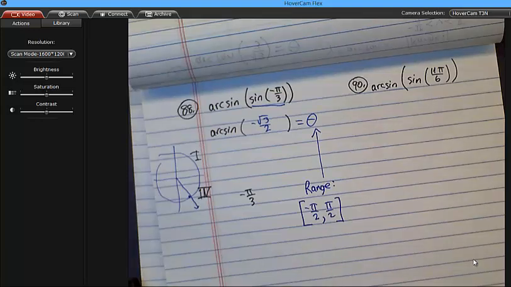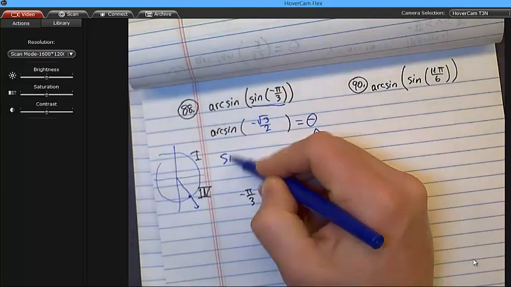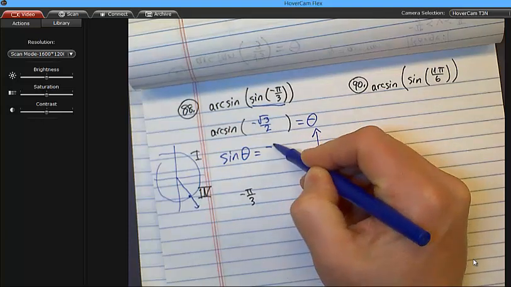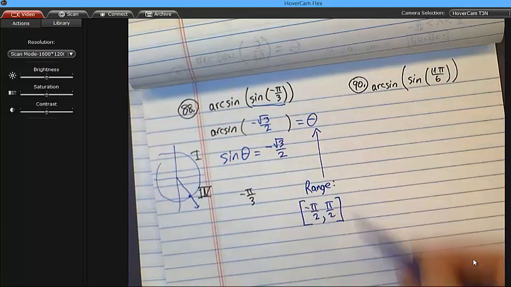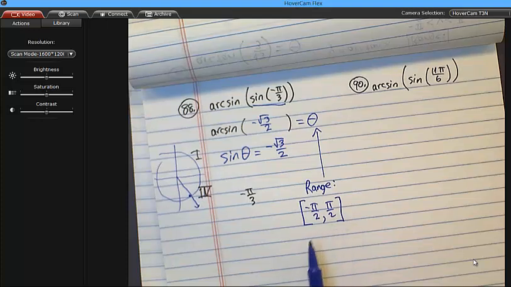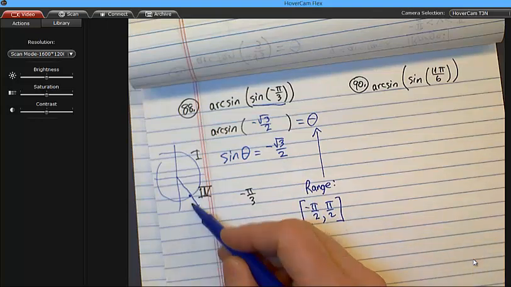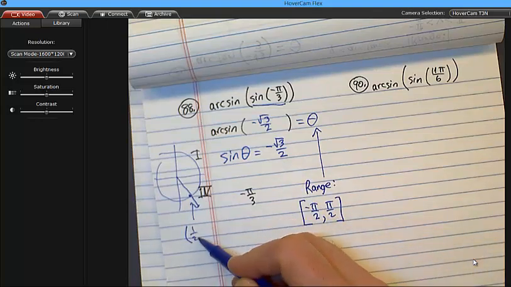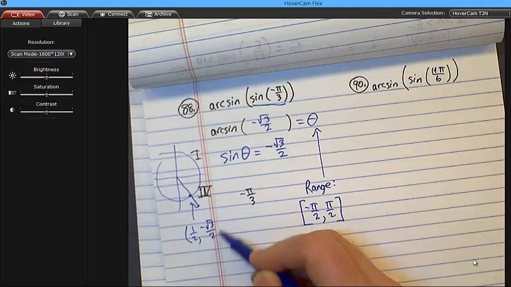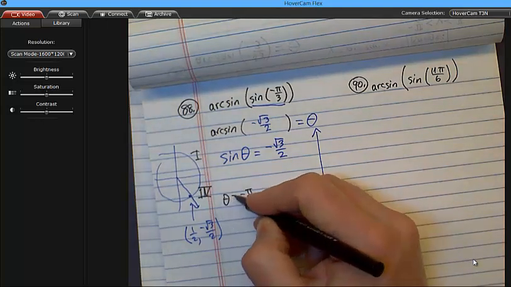And so, the next thing I would write, after writing arc sine of this equals theta, I would write sine of theta is, well, negative square root of 3 over 2. And I ask myself, if I'm in this range, which angle will give me negative square root of 3 over 2? Well, I already said this point here is 1/2, negative square root of 3 over 2. And so the theta we want is indeed negative pi over 3.